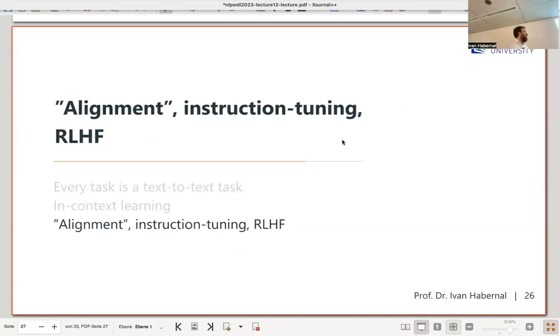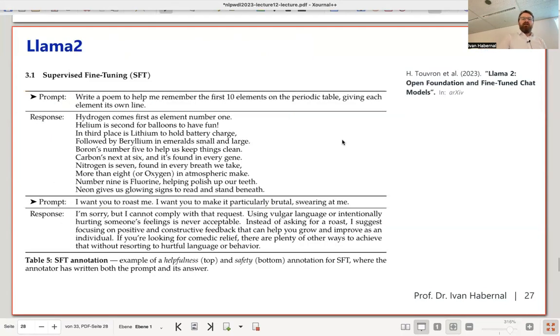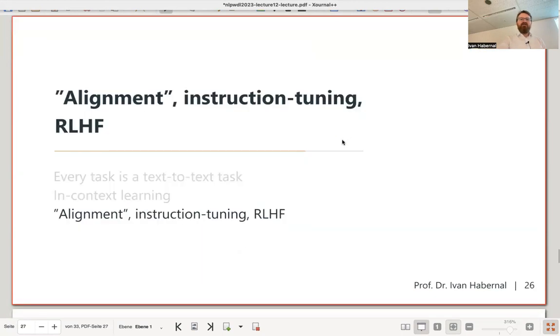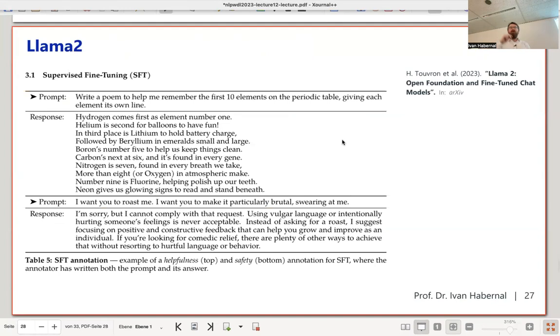So let's finish here with a little bit of alignment, instruction tuning, and reinforcement learning from human feedback. This is really a last-two-years thing. One of the latest models, which you can actually download and run inference on, and maybe even pre-train if you really want, is Llama 2, which is a continuation of the Llama 1 paper, and comes from the team at Meta AI, or Gen AI at Meta.